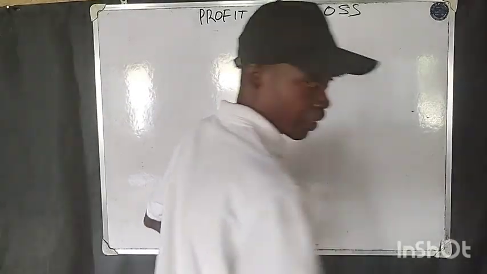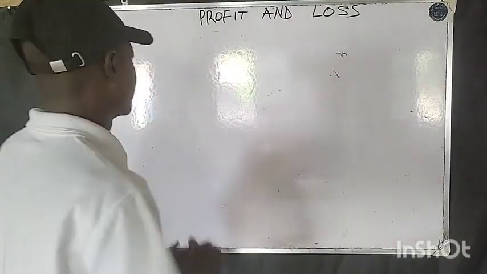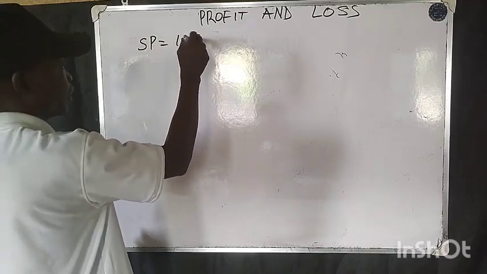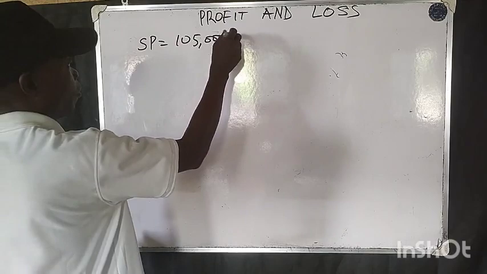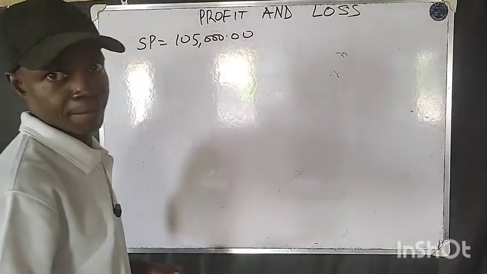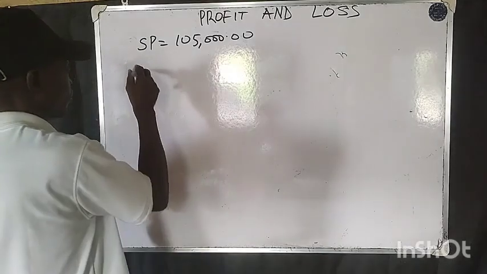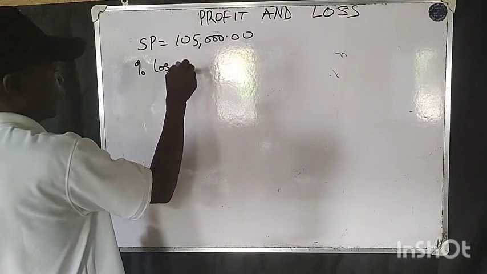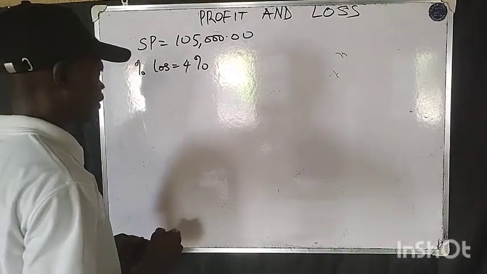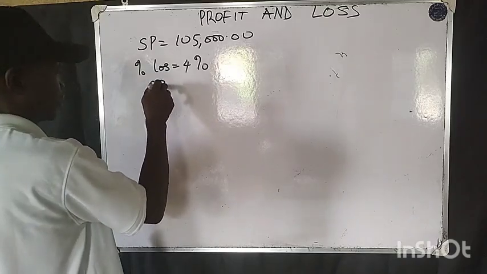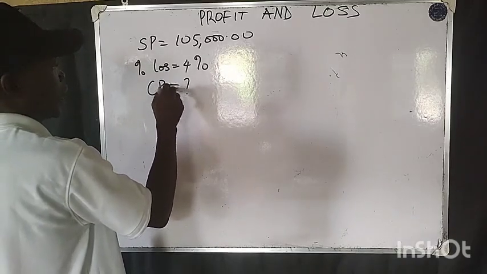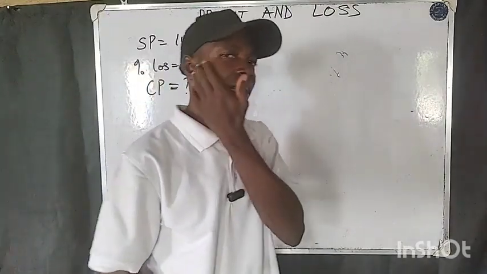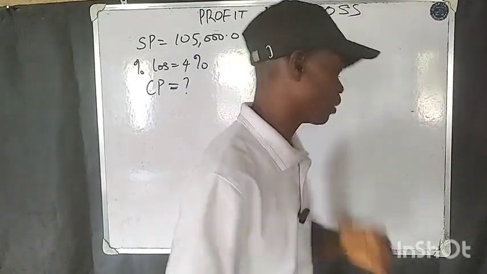Can you give me the parameters again? Selling price, 105,000. At a loss of 4%, percentage loss, 4%. Find the cost price. Now, we are not going to use the formula for this one. The former one used the formula. Let's solve this one without using formula.